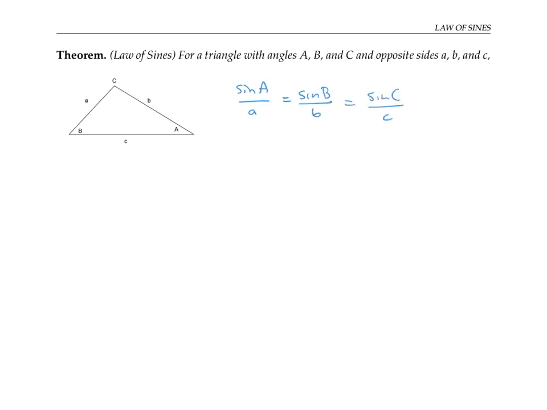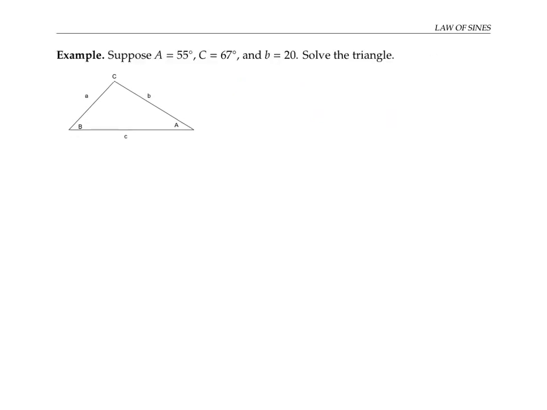Notice that we're taking the sine of the three angles and dividing by the three opposite side lengths. Suppose we know that angle A is 55 degrees, angle C is 67 degrees, and side B is 20. We want to solve the triangle, that is, find the lengths of the other sides and the measure of the third angle. Since we know two angles already, we can find the third angle by subtracting from 180 degrees. So angle B is 58 degrees.